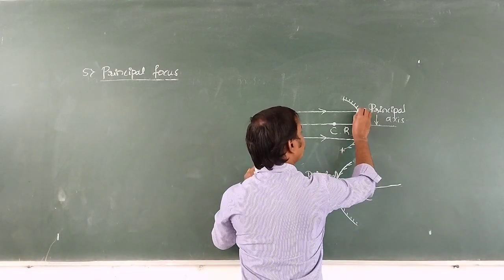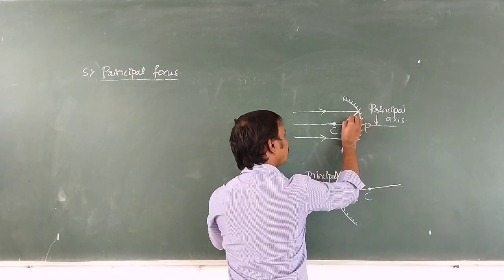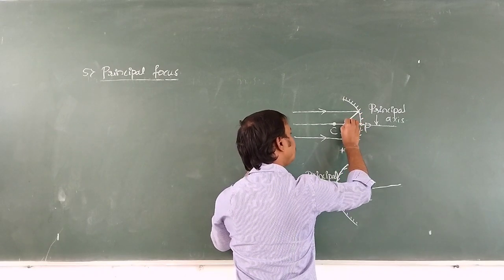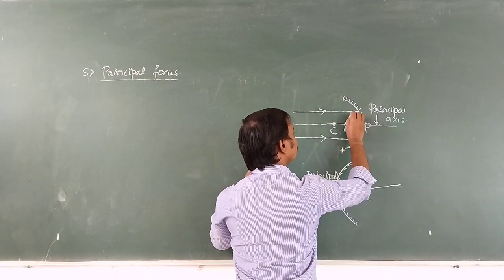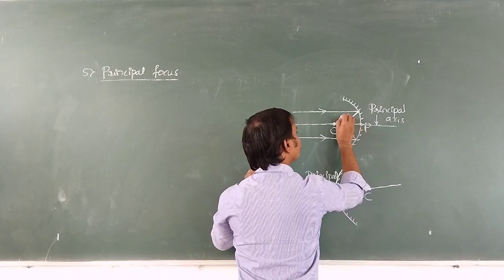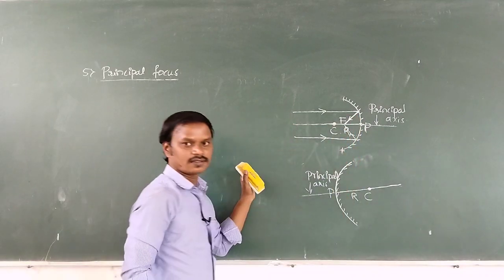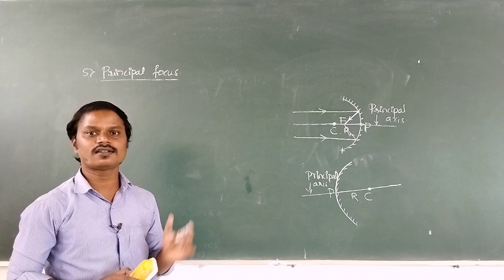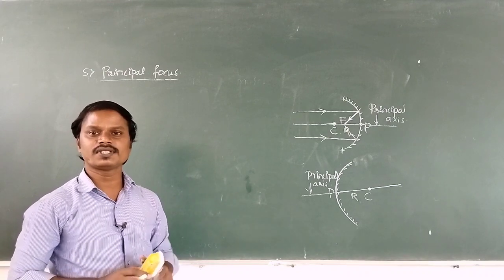Then after reflection this parallel beam of light converges at a point on the principal axis. This point on the principal axis is called focus, or you can say it is a principal focus.